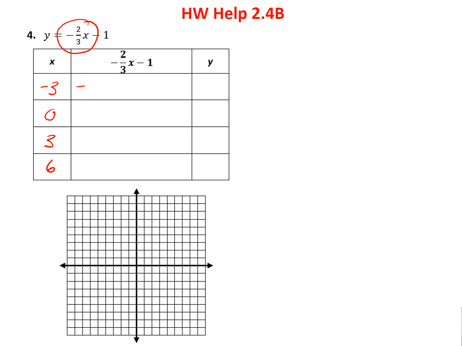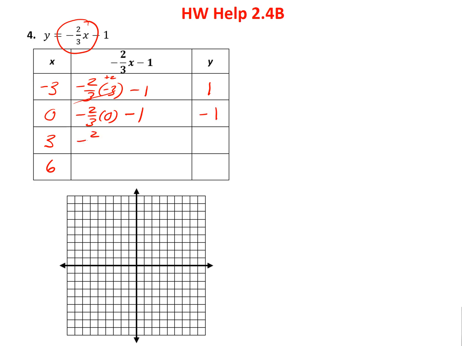So for the first one, -2/3 times -3, -1. Well, this cancels out, but a minus times a minus gives me a +2. So 2 minus 1 is 1. Then I have -2/3 times 0 minus 1. That's 0 minus 1, so we get -1.